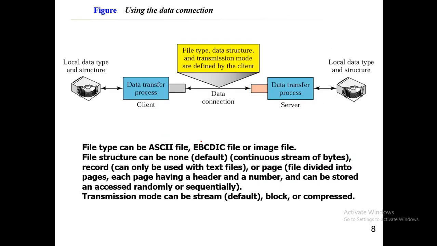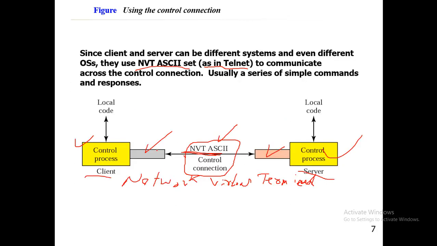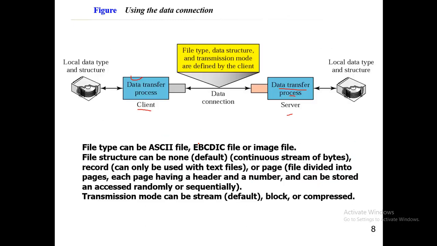So how does data transfer work? This is your data transfer process for the client, and this is your data transfer process for the server. This ASCII code, this mechanism, supports FTP file transfer. That is the main reason for which we have written it over here. And this is the diagram representing how you can use the data connection.